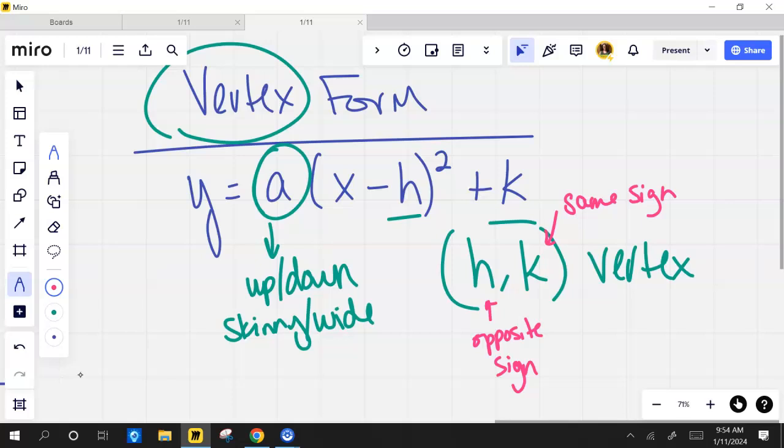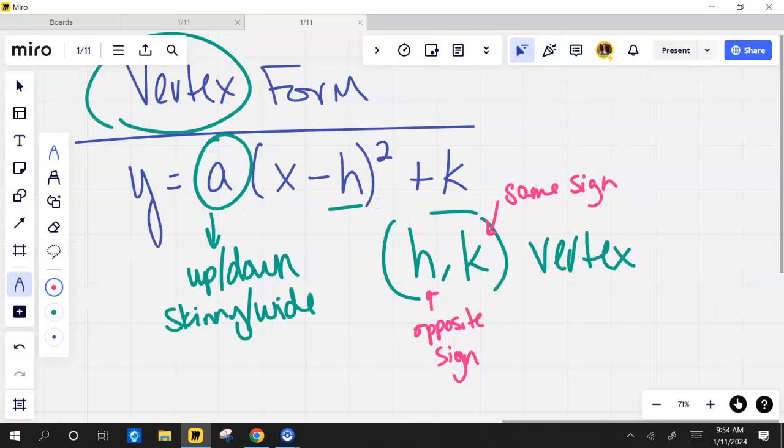So let me show you a couple examples and then we'll jump into graphing. If you can graph in standard form, you can definitely graph in vertex form because it's a lot easier. I don't want to, are y'all still copying? Y'all good?